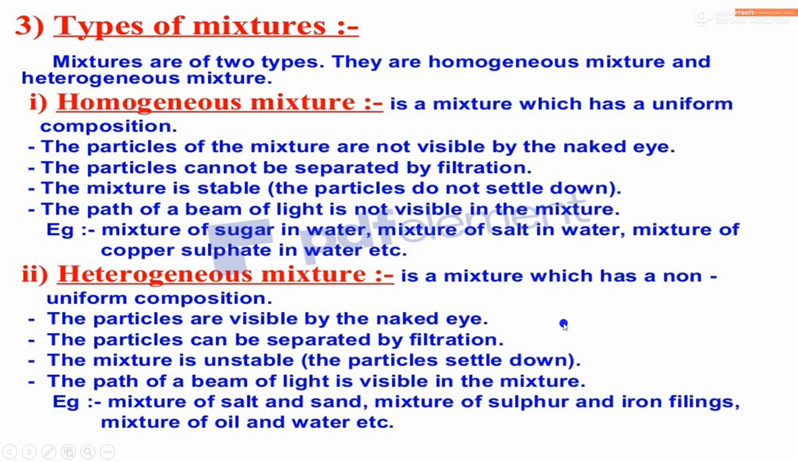This is a mixture which has a non-uniform composition. The particles are very visible by the naked eye. You can see the particles. Then the particles can be separated by filtration. The mixture is unstable. Unstable means the particles settle down after some time.